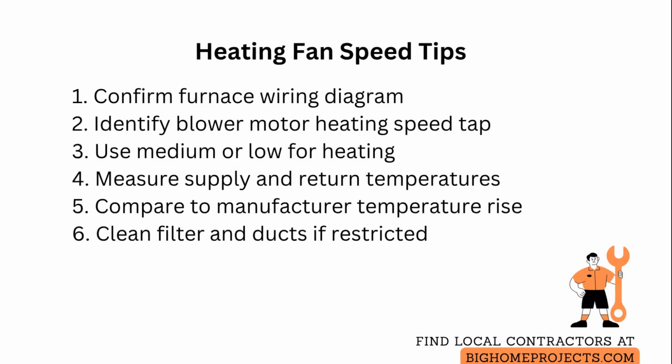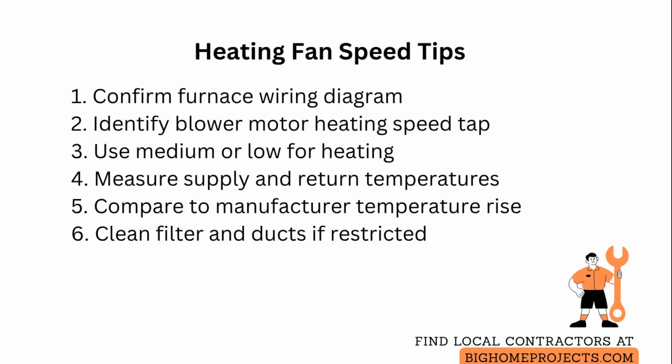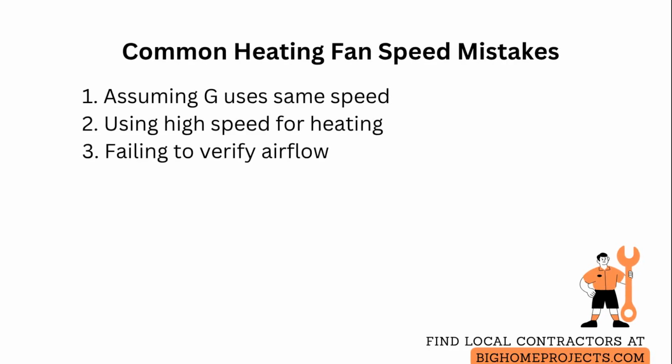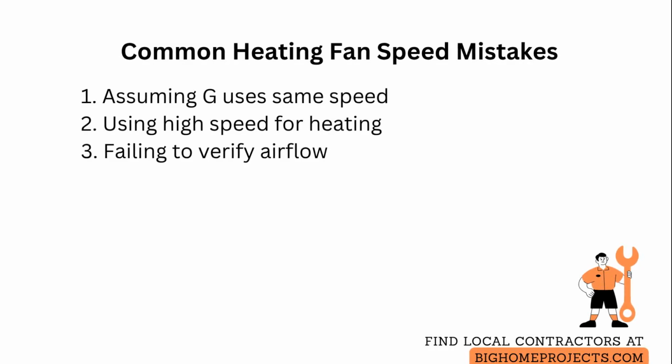If the rise is too high, reduce the fan speed or add airflow capacity by cleaning ducts to prevent overheating and short cycling. Three common mistakes are assuming the G terminal always uses the same speed across different furnaces, which can cause incorrect temperature rise. Check the specific unit wiring diagram and adjust the speed tap accordingly.